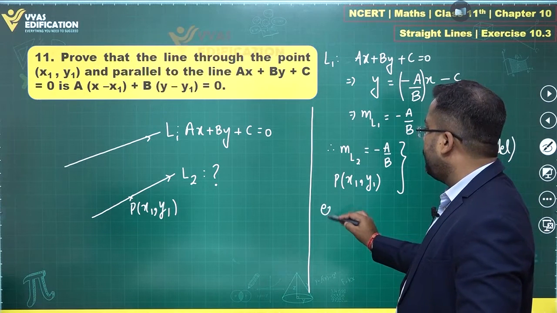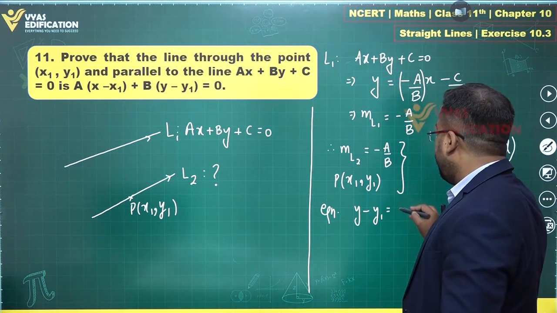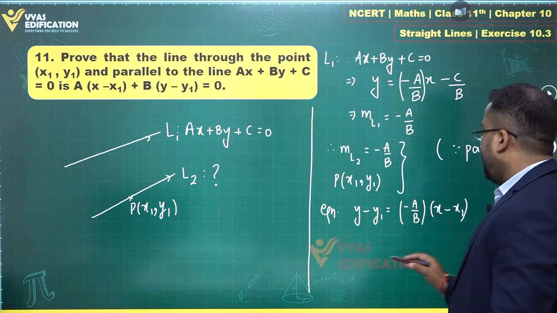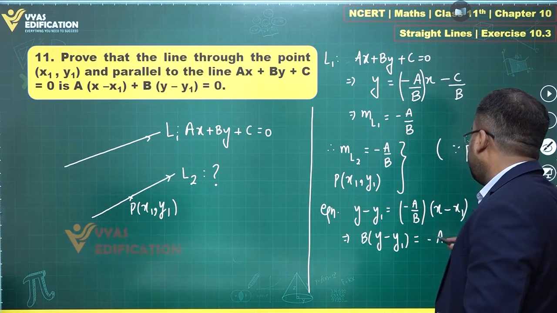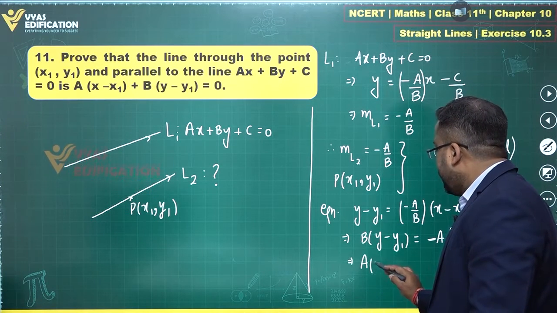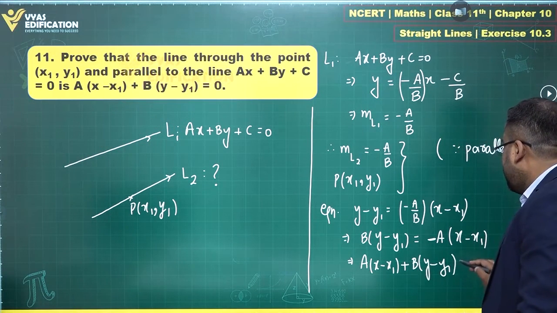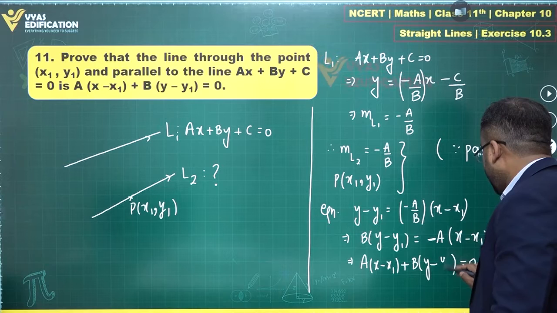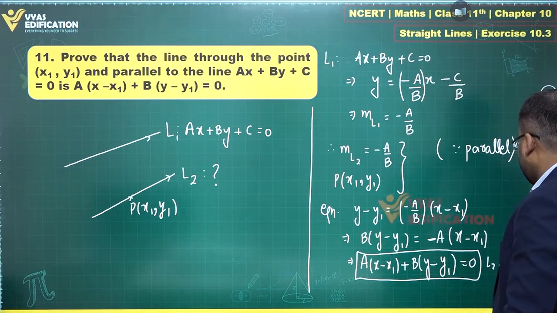Using these two, you can write the equation using point slope form that says y minus y1 is equal to m times x minus x1, and what is this giving me? This is b times y minus y1 is equal to minus a times x minus x1. Let's bring this term over here. This tells me a times x minus x1 plus b times y minus y1 is equal to 0. So this is the equation of this L2, hence proved.